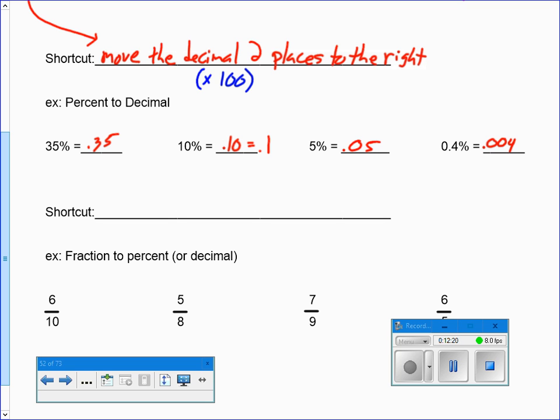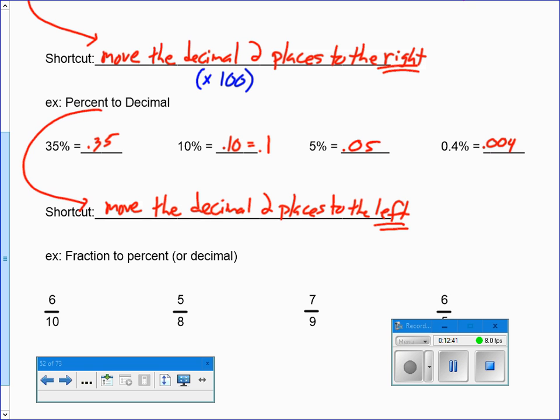Alright, so again, same kind of thing. Our numbers aren't changing. All we're doing is we're moving the decimal point. And again, we're moving it 2 places. The difference this time is we're moving it to the left. So that's the difference for percent to decimal, moving it to the left. Alright, again, moving it 2 places to the left. Mathematically, what that means is that we're dividing by 100.